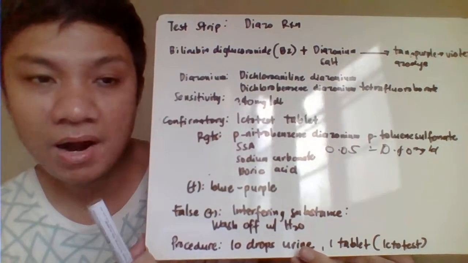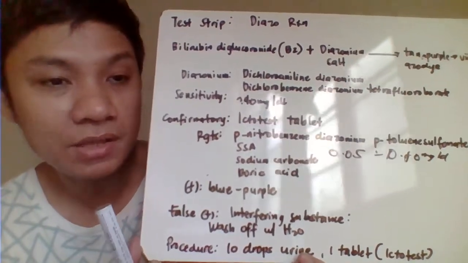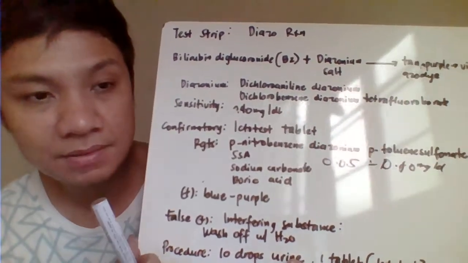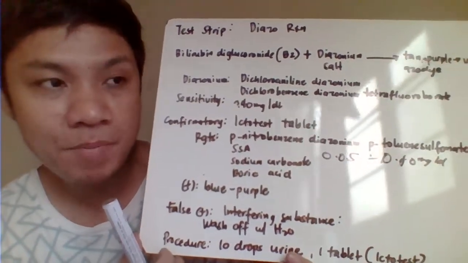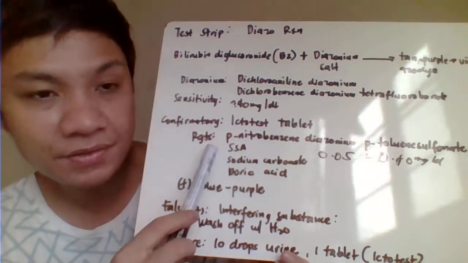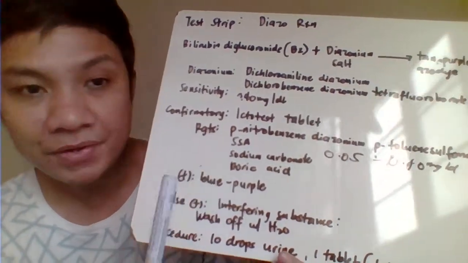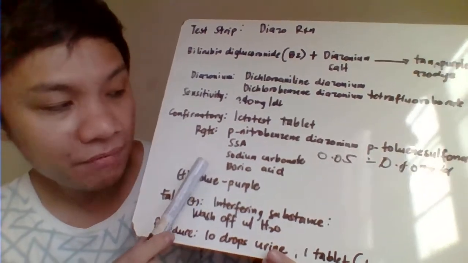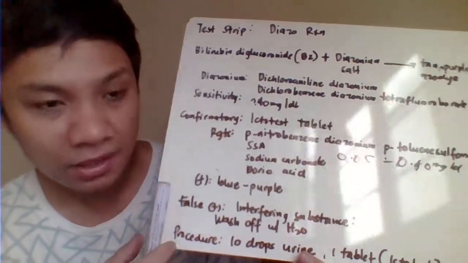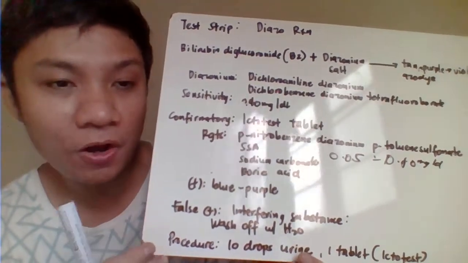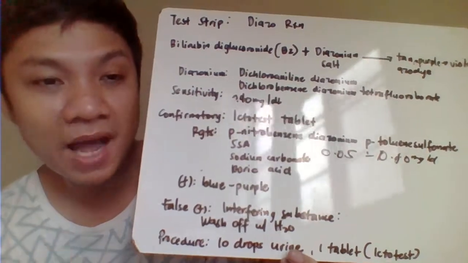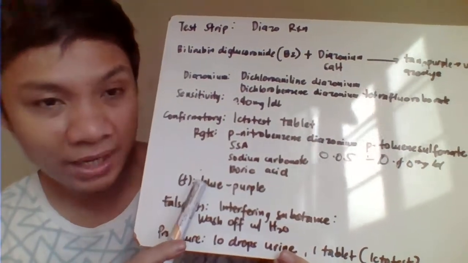The following here are the reagent components of your Ictotest tablet. So, meron siyang diazonium salt in the form of your p-nitrobenzene diazonium p-toluene sulfonate. Then we have also here your sulfosalicylic acid. We have also here your boric acid, and we have your sodium carbonate. Okay, the positive result here would be any color, blue or purple in color. Negative is other color other than this one.